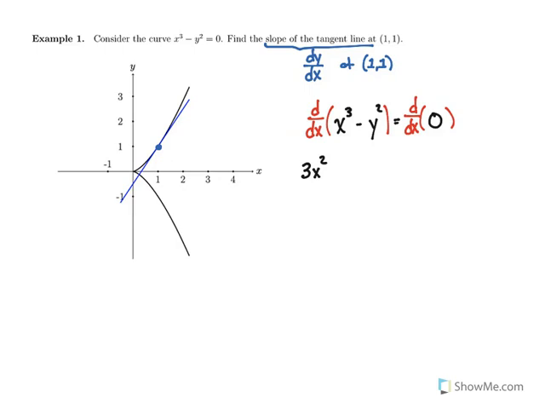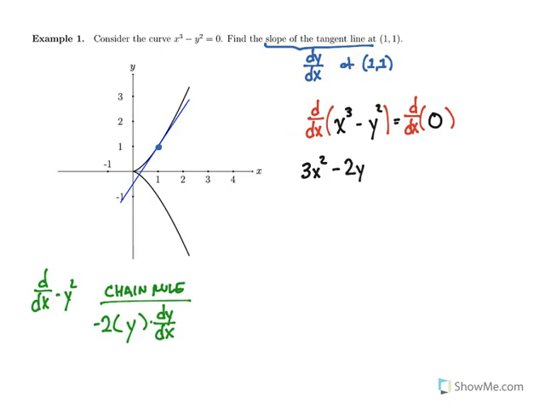And then for y squared, that is our new kind of implicit differentiation. So one more time, for this derivative, we have to do the chain rule. That's going to be the derivative of the outside, leave the inside alone, and then multiply by the derivative of the inside. So this is going to be negative 2y times the derivative of y.